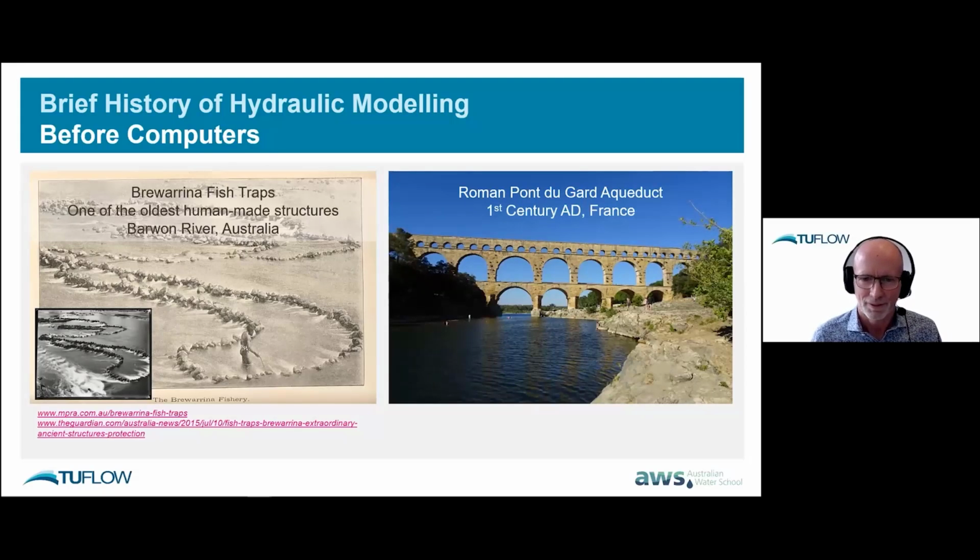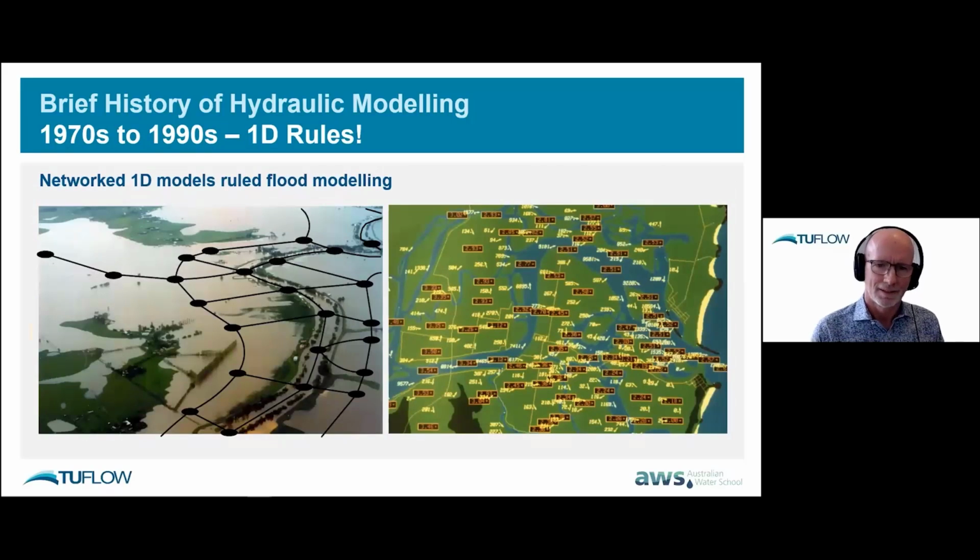So look, we've been playing around with water for a long time, but it wasn't really until computers came in that our industry sort of took off. And what computers allowed us to do is obviously do lots of number crunching, rather than doing it by hand.